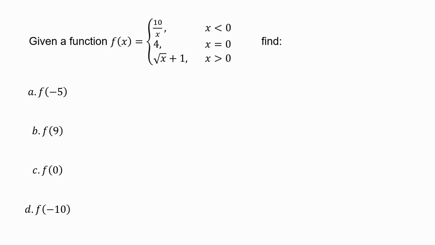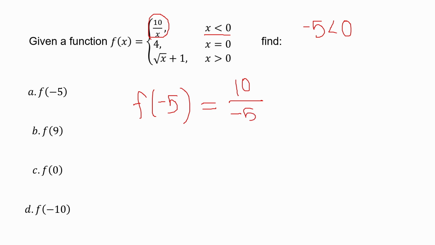Okay, let's solve some problems here so we can better understand. So f of negative 5. f of negative 5 falls in x less than 0 because our x will be negative 5, and negative 5 is less than 0. So what we'll use is 10 over x. So x will become negative 5. So 10 divided by negative 5 will be negative 2. Just like that.